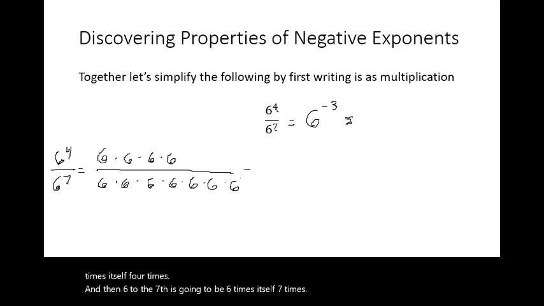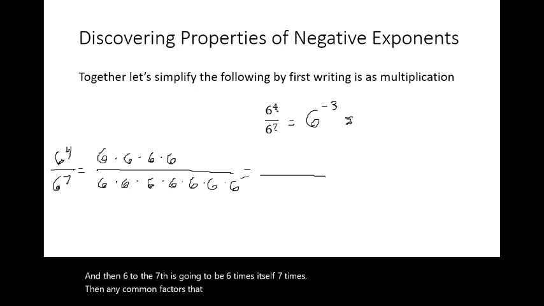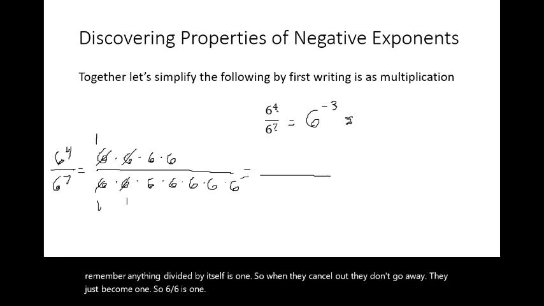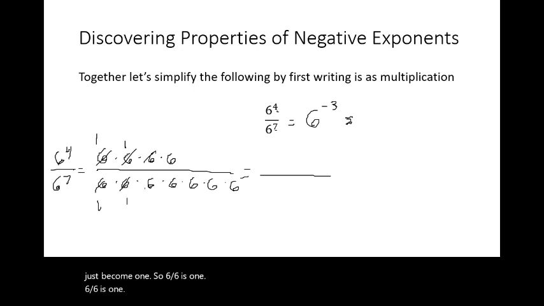Then any common factors that can cancel out between the top and the bottom can do so. And remember, anything divided by itself is 1. So when they cancel out, they don't go away, they just become 1. So 6 divided by 6 is 1. 6 divided by 6 is 1. 6 over 6 is 1. And 6 over 6 is 1.